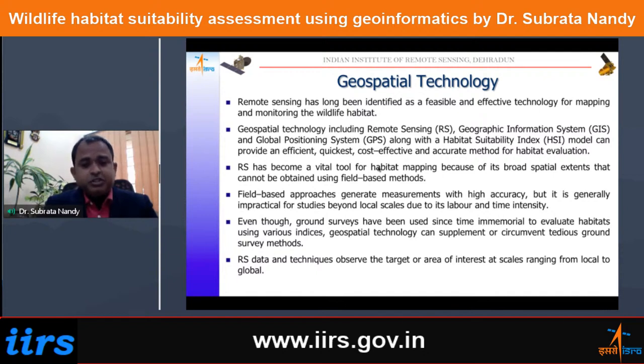If you do field-based approaches, they generate measurements with high accuracy, but when you are studying a larger area, there is a time constraint. As I said, you cannot take only remote sensing and do it. You have to integrate the field surveys and field data with the remote sensing data and formats to get an idea of the suitability of a species in a particular habitat.